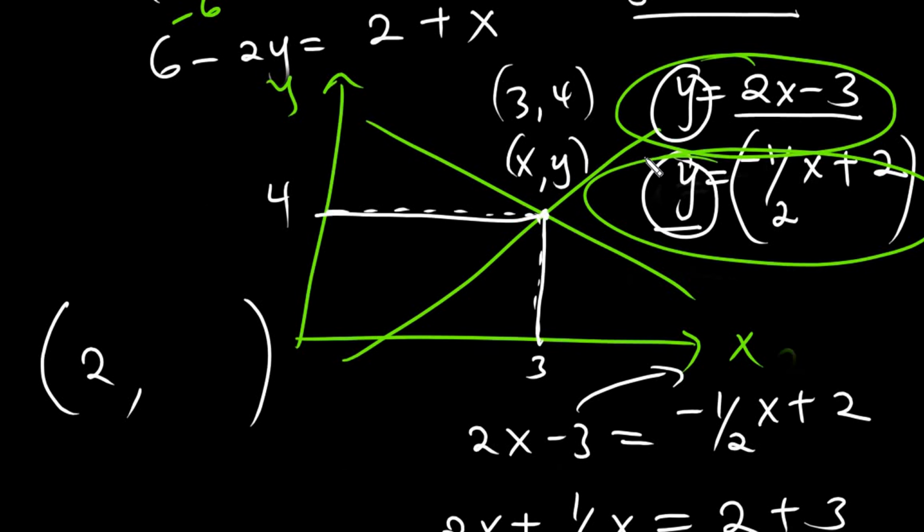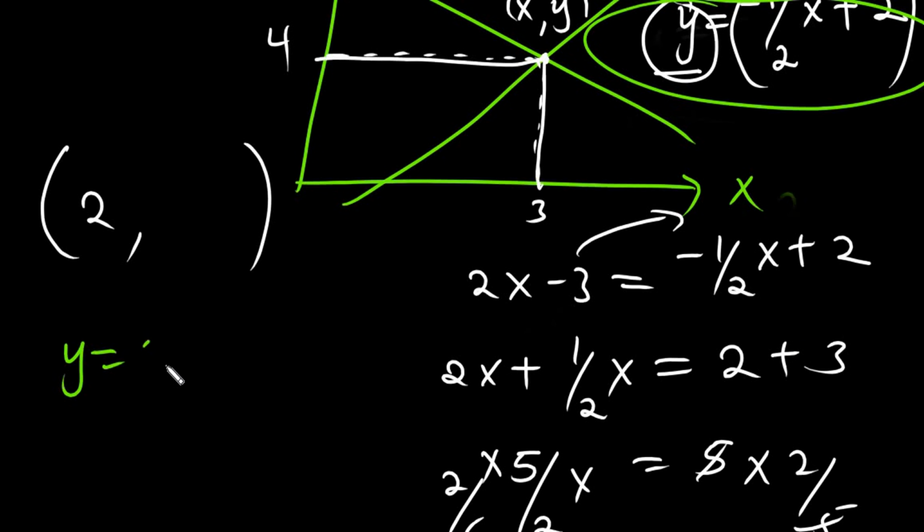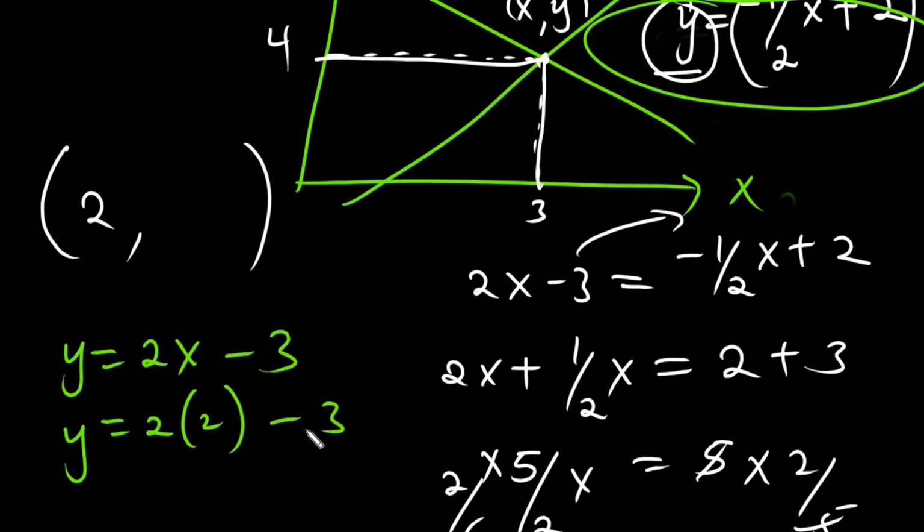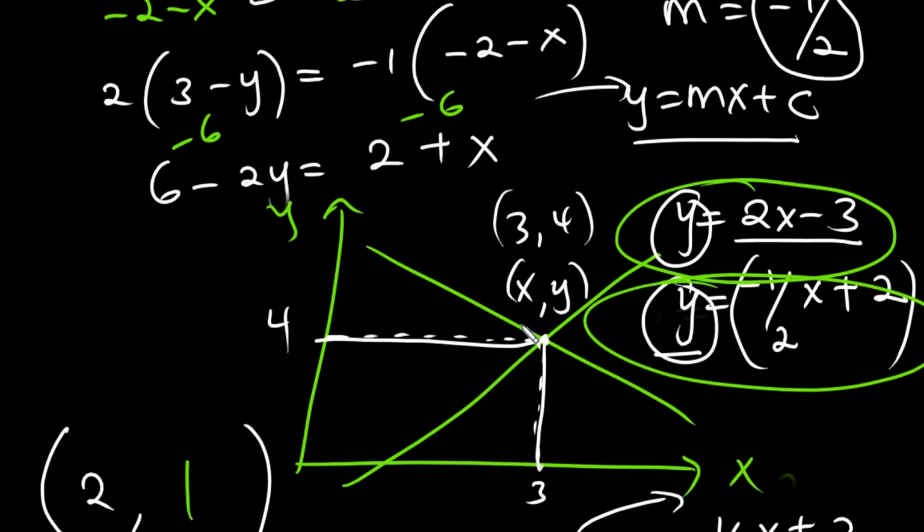I'm going to substitute it in the first equation, that is y equals 2x minus 3. You can substitute it in any equation. So y is going to be 2 times 2, since x is 2, minus 3. So y is 4 minus 3, which is 1. So the value of y at that point is 1, and we now have the point of intersection as (2, 1). This point here is (2, 1).